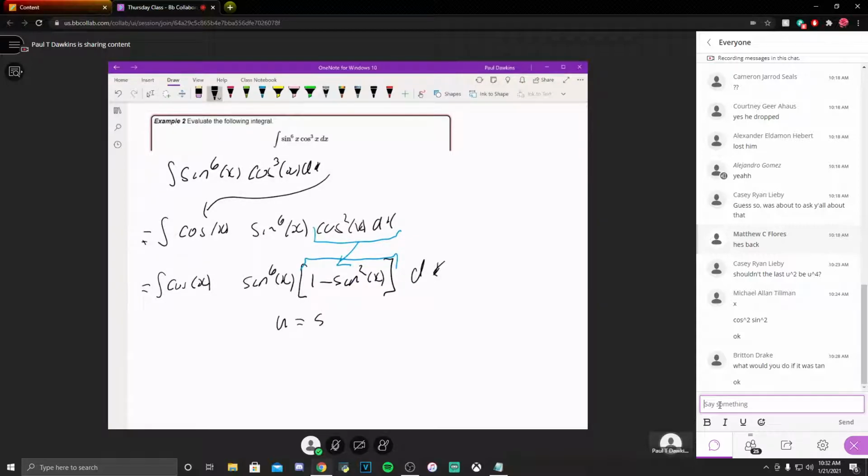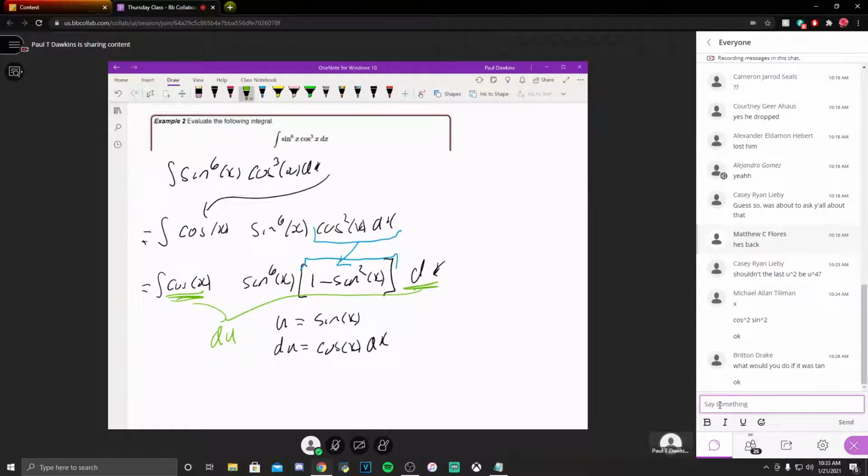I can do u equals sine of x. Yeah, because again, what's du? Du again is just straight up cosine of x dx, which again, cosine of x dx, right there. So again, kind of strip these out here. That is just straight up du. That's all it is. And then all the rest of this stuff here are our u's.